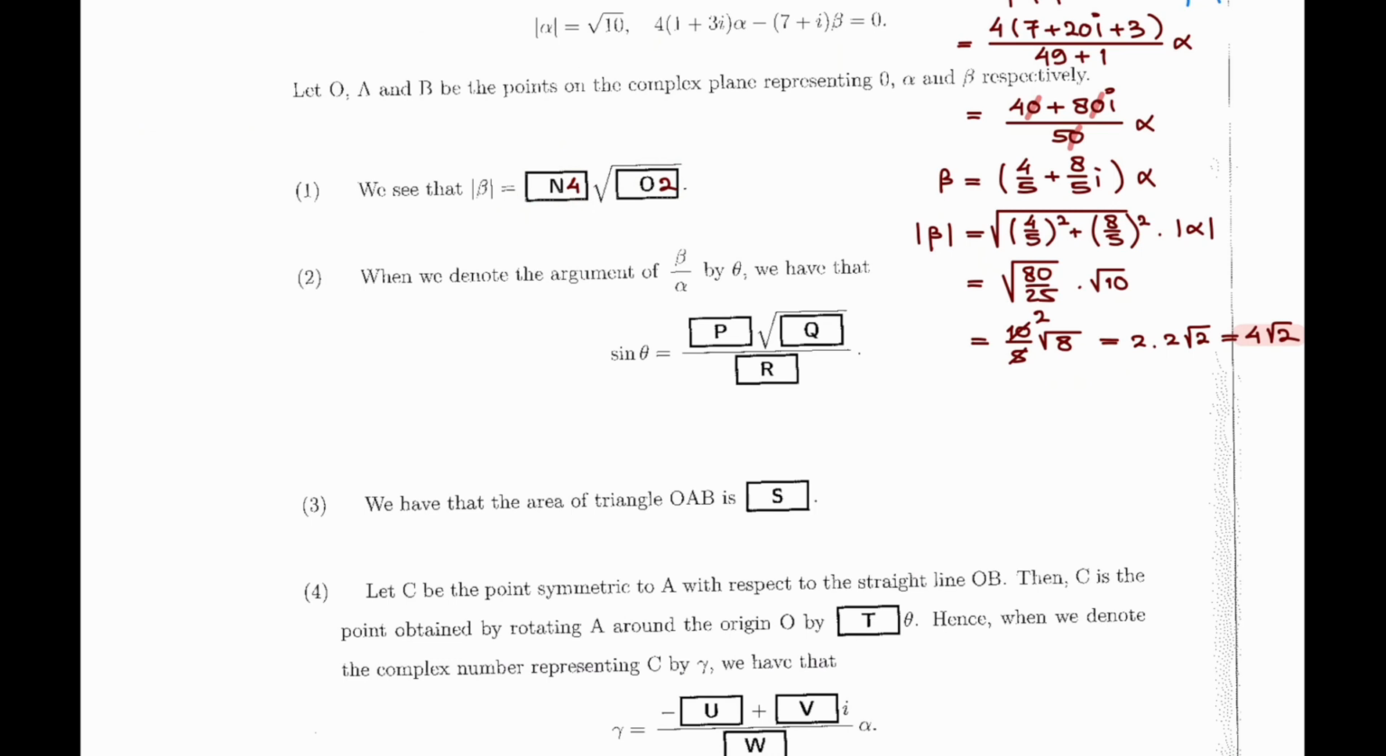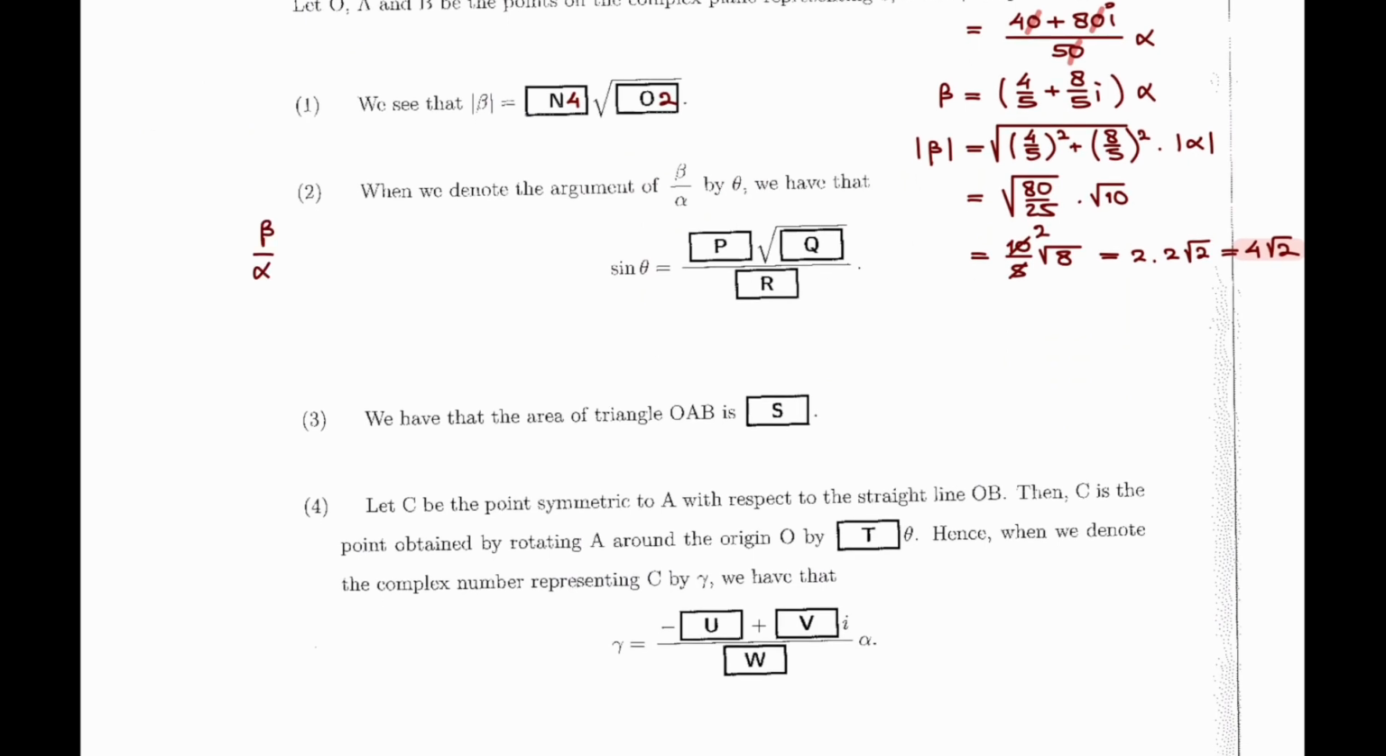Once we have the modulus of beta, the next question is, when we denote the argument of beta over alpha by theta, we have sin theta equals to blah blah blah. They want us to find the argument of beta over alpha. If you see from this expression, you can see that beta over alpha is equal to 4 over 5 plus 8 over 5i. From this expression, you just divide the alpha to the other side. Since I already know that beta over alpha is equal to 4 over 5 plus 8 over 5i, I can directly find the argument of beta over alpha.